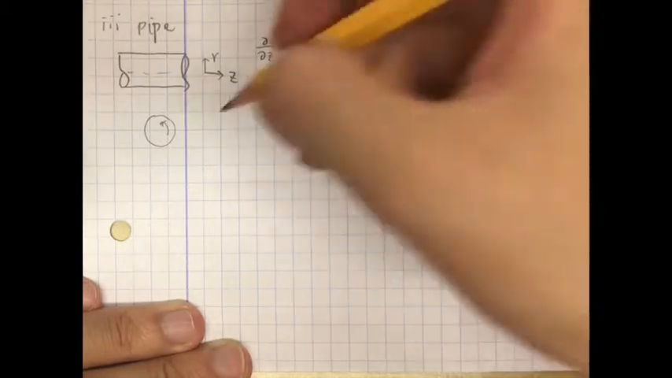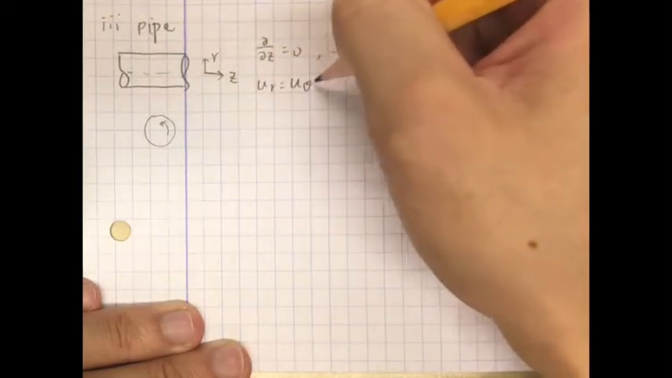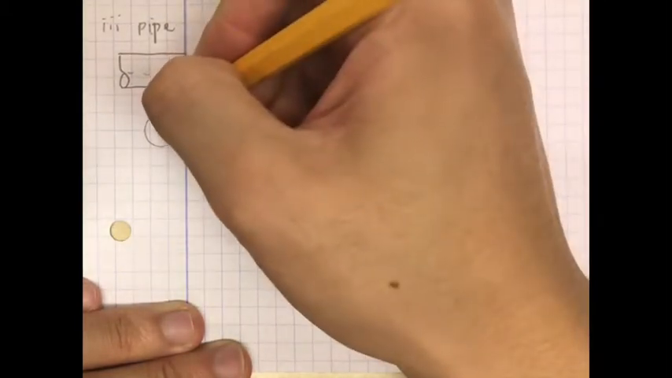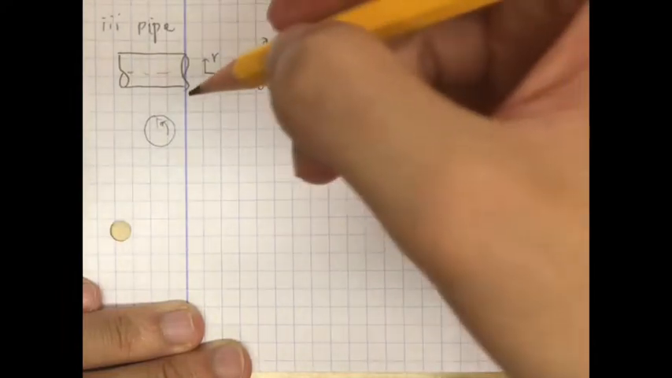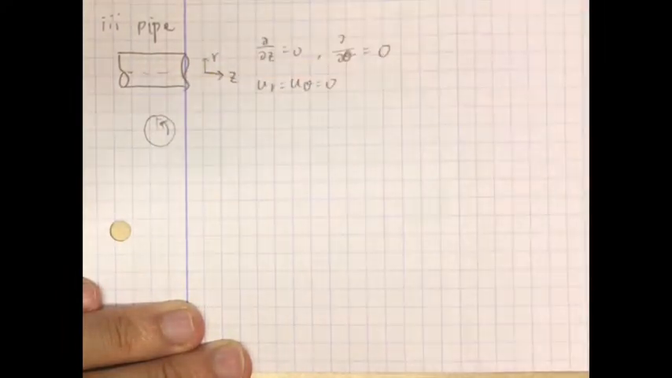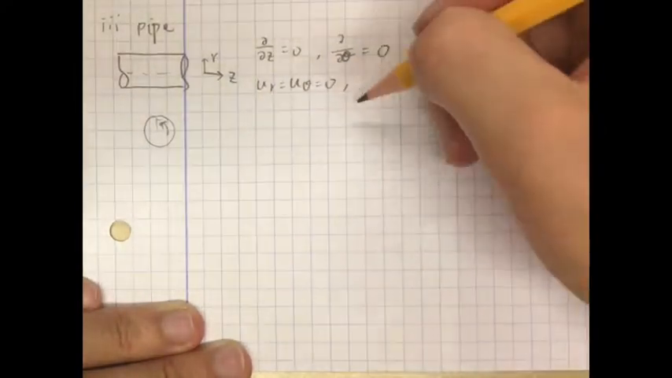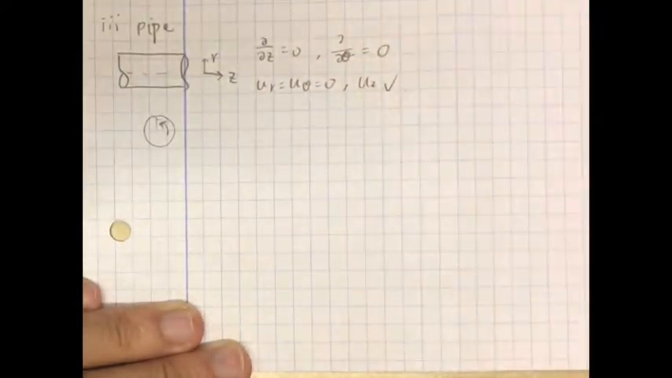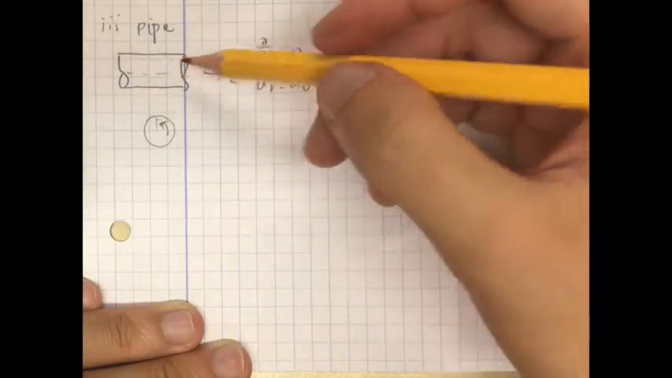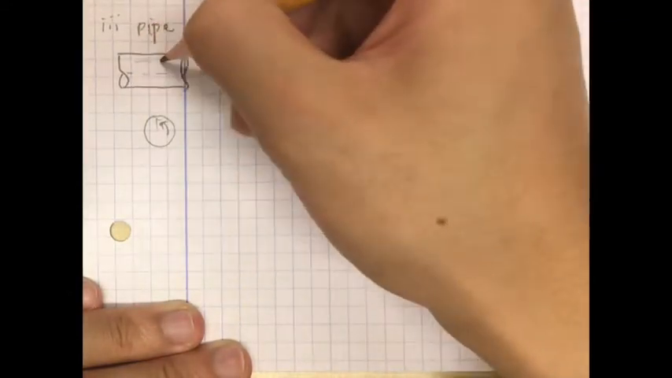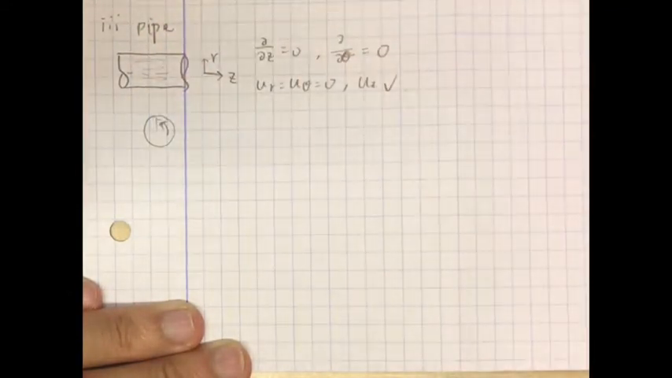So also we have ur equals u theta equals 0. We do not have this kind of velocity, this rotating velocity, right? The only thing we can have is the uz. We can only have uz. So this means the flow is just going this way, right? Going in this way. So this means the flow is unidirectional.